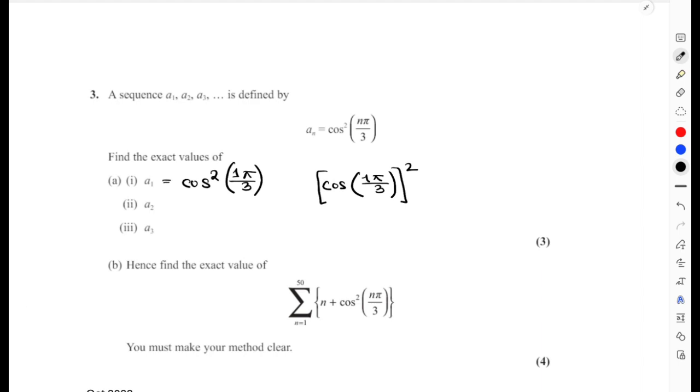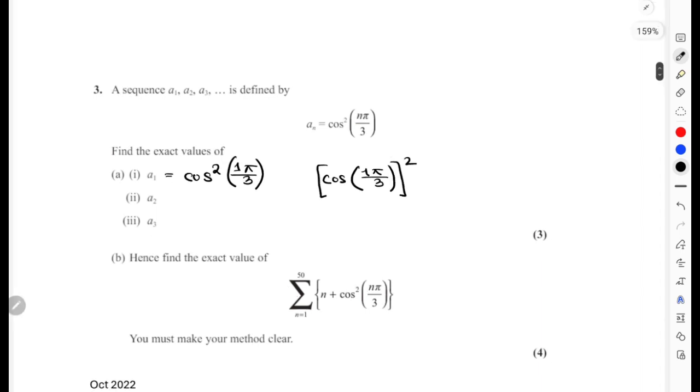And as this is in terms of pi, you are supposed to do this in terms of radian. Whenever your equation has pi in it, I would suggest doing this in terms of radian. So this one gives you 1 over 4. And then for a2, I will write cos 2 pi by 3, and this entire thing will be a square. Similar concept. This again gives you 1 over 4.